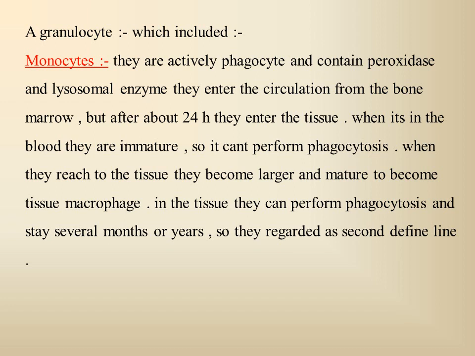When it is in the blood, it is immature, so it can't perform phagocytosis. But when it reaches the tissue, it becomes large and mature to become a tissue macrophage. In the blood we call it monocyte, while in the tissue we call it macrophage. In the tissue it can perform phagocytosis and stay several months or years. So the monocyte is regarded as a second defense line, while the neutrophil is regarded as a first defense line.